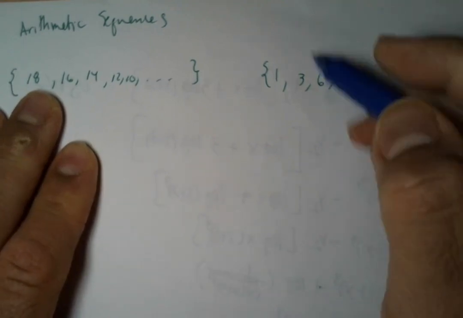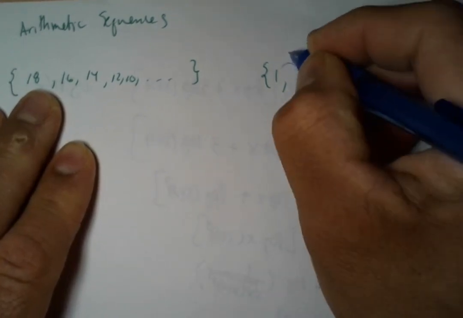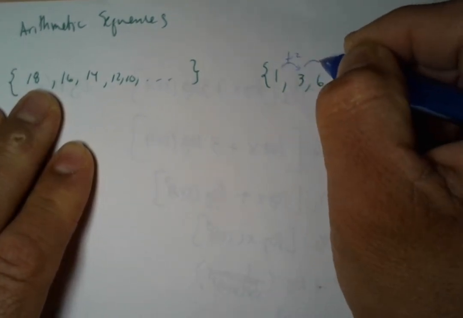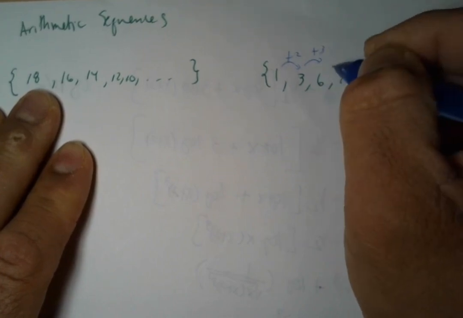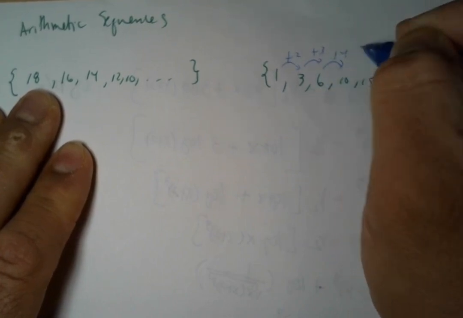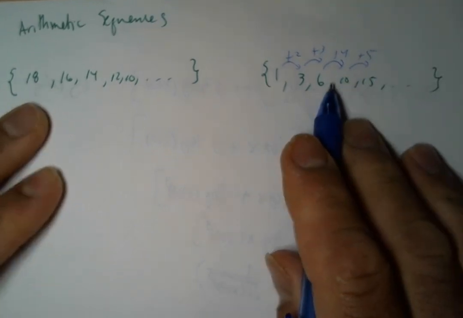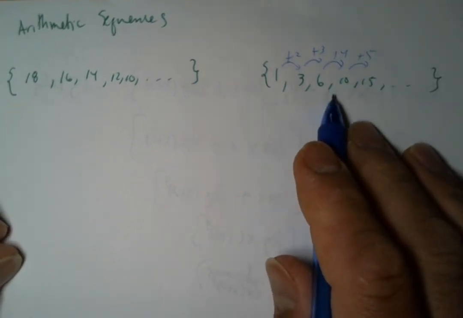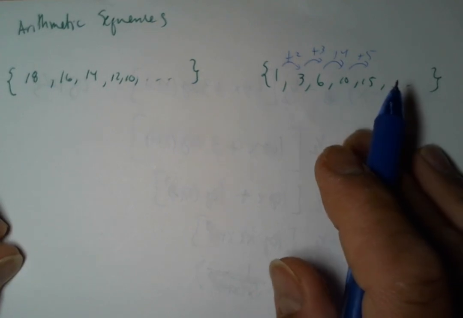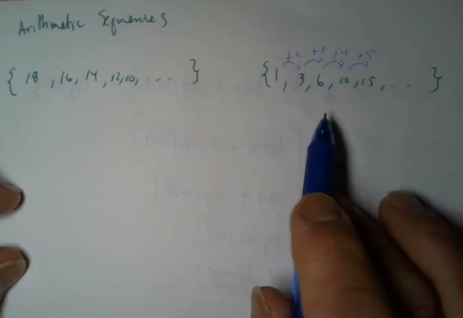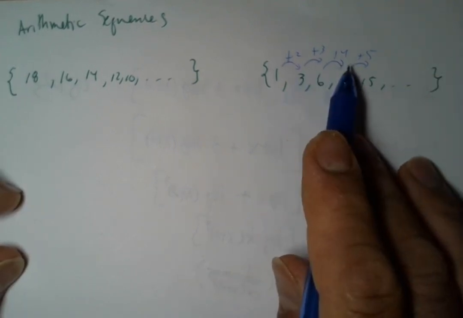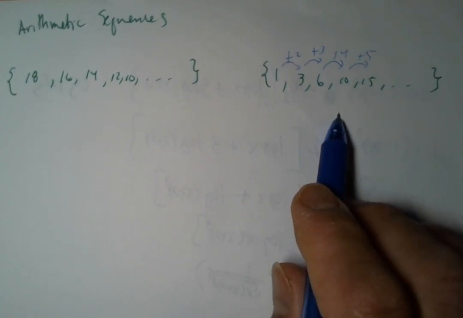Now, if we notice here, to get from 1 to 3, we added 2. To get from 3 to 6, we added 3. Then 6 to 10, we added 4. And here we added 5. So we can see the pattern that is arising, right? Now this type of sequence is not an arithmetic sequence. The value that we're adding is changing at each step. It's its own type of sequence.